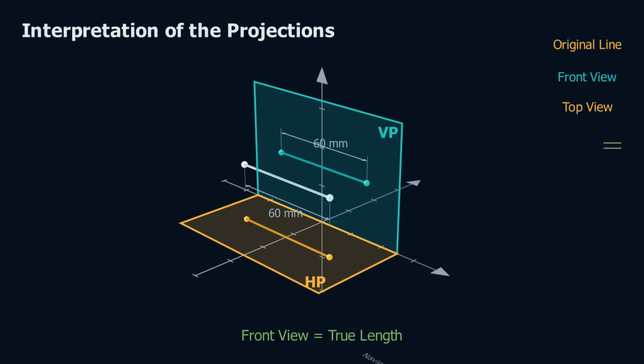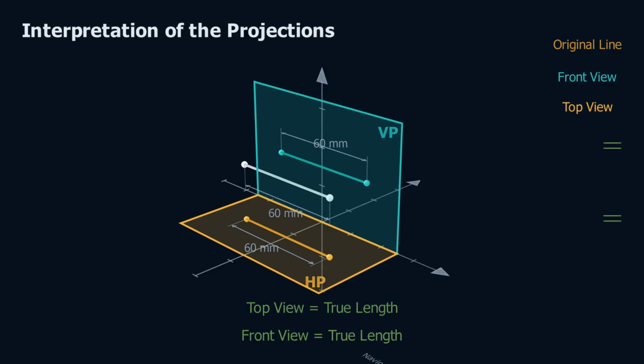Let us now compare the original line with its top view. The top view also measures 60 millimeters, exactly equal to the length of the original line. Therefore, the top view also preserves the actual length of the line. Hence, the top view also represents the true length of the straight line. Both the front view and the top view have preserved the actual length of the original line.